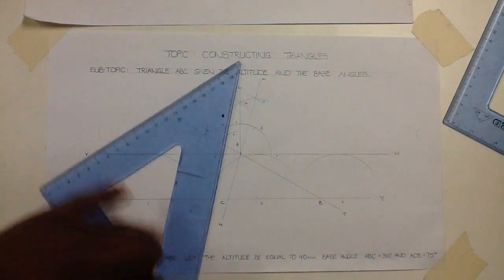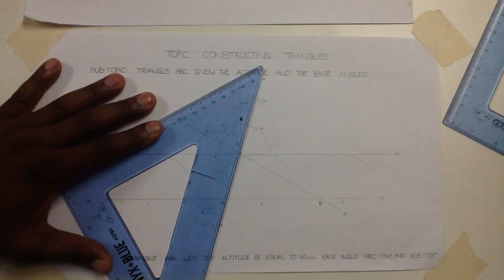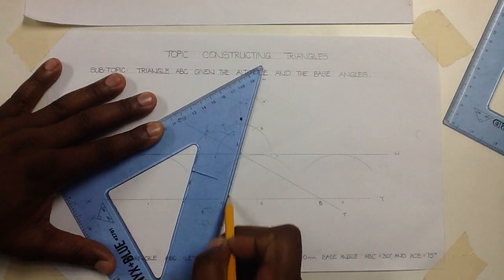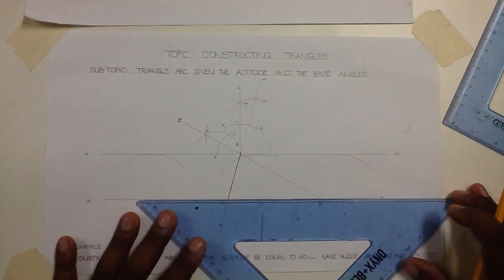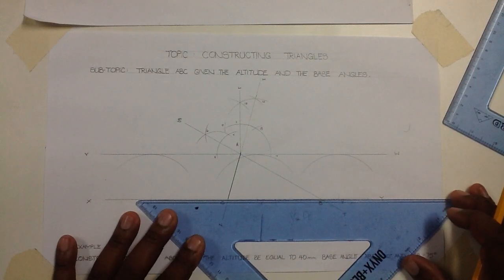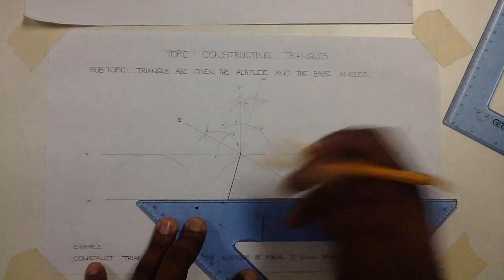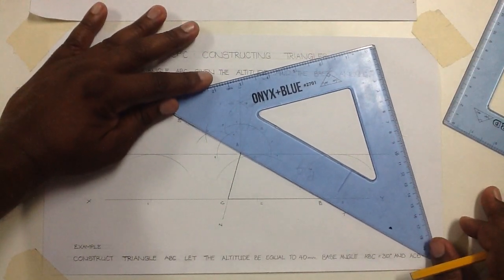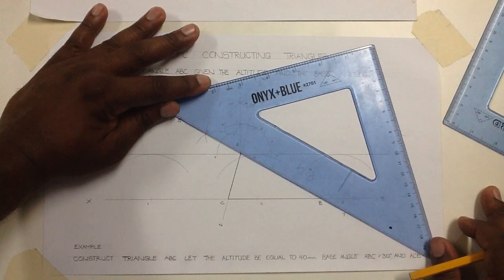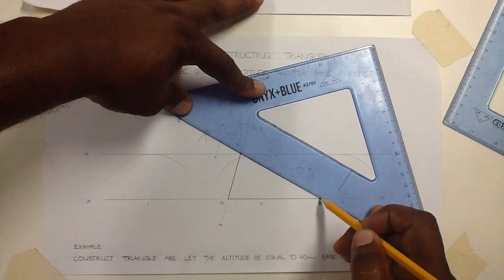And we conclude by darkening our required shape. Our line segment AC, we darken the base of our triangle CB, and we darken our line segment AB, all forming the sides of our required triangle ABC.